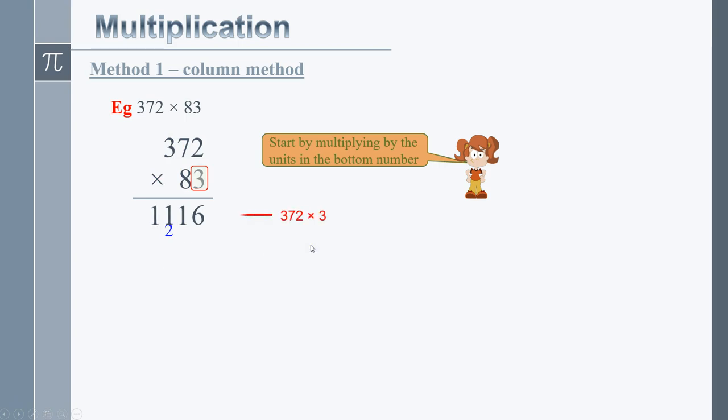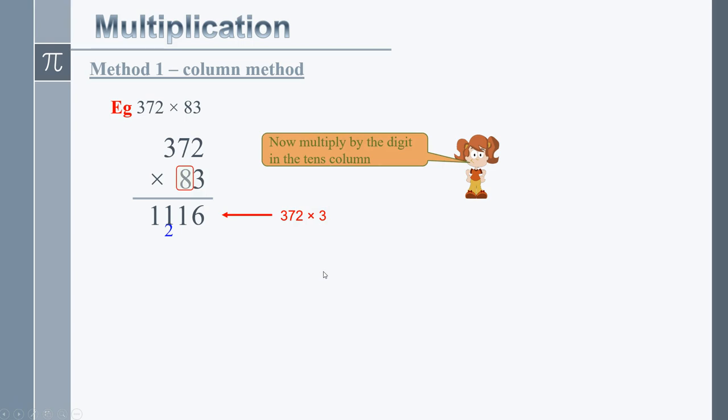Now, what that's given me, that number there, 1116, is 3 lots of 372. In my sum, I need 83 lots of 372. I've got 3 lots of it. I now need 80 lots. So what I'm going to have to do is some multiplying by the tens digit.